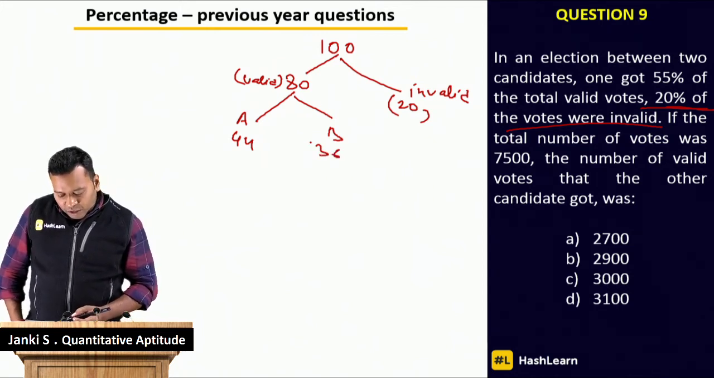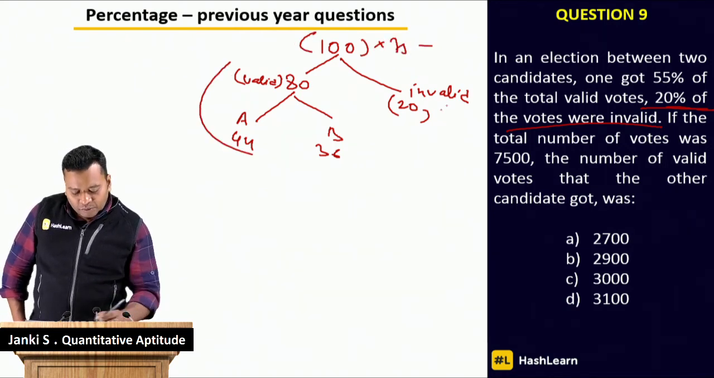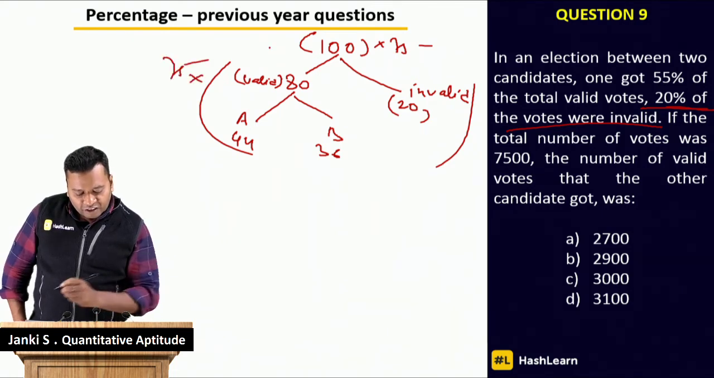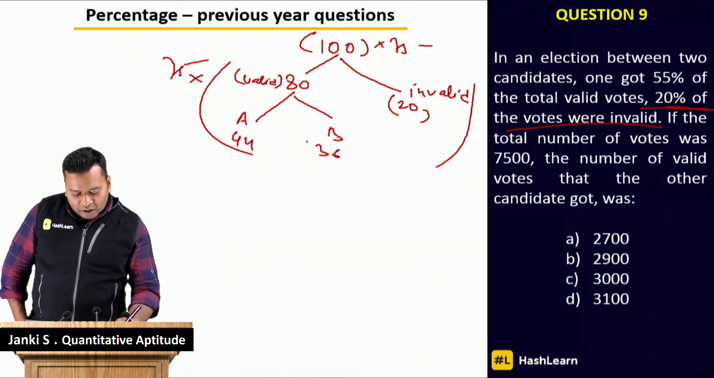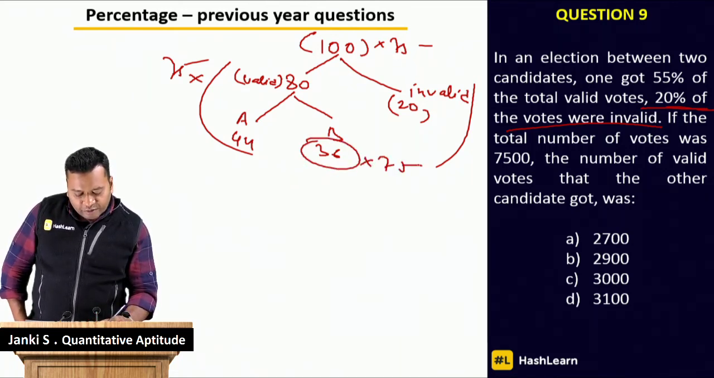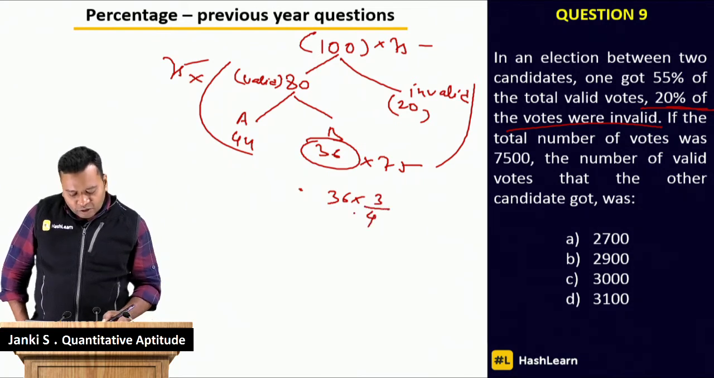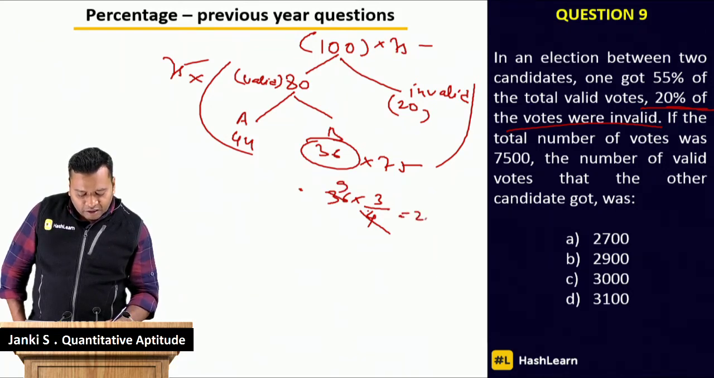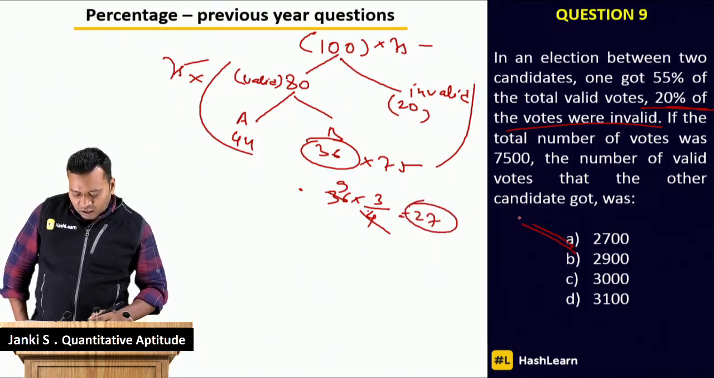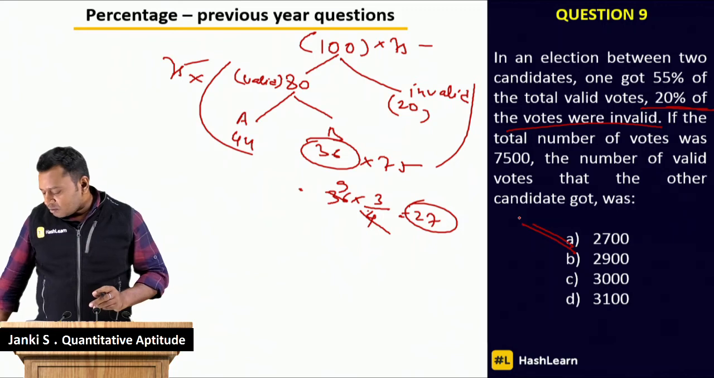If the total number of votes is 7500, that means the total is 75 times this, so every number has to be multiplied by 75. The number of valid votes that the other candidate got is 36 into 75, right? Sometimes we write 75% as 3 by 4, so let's utilize that to get the initial number. So 9 into 3, 27. It should start with 27, right? That means the option starting with 27 is 2700 here. That's my value possible.